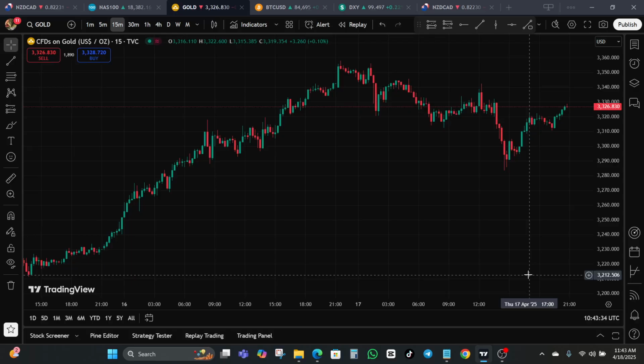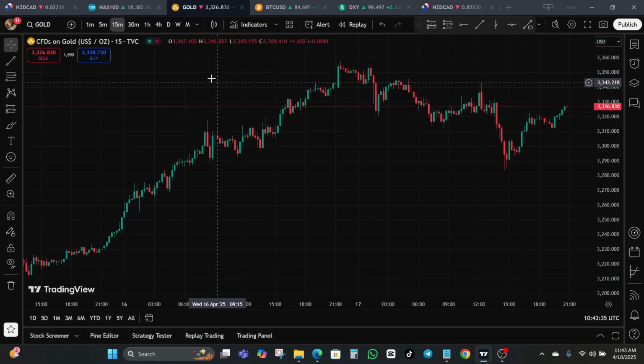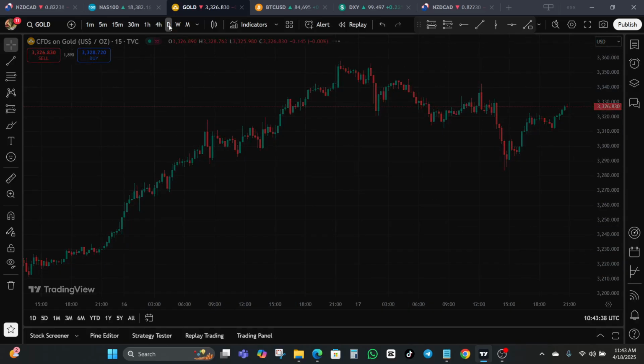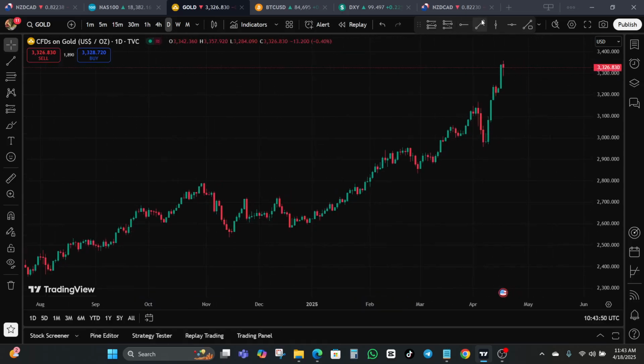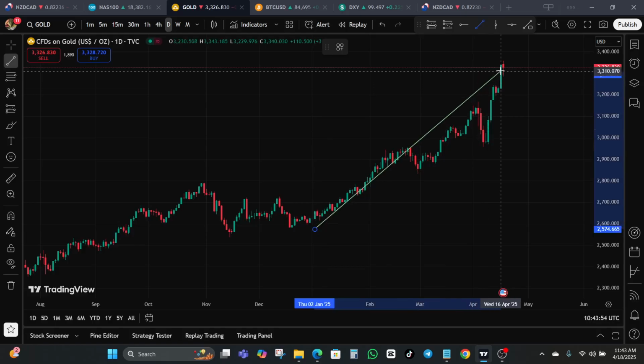So you have to start on the daily or the 4-hour chart. It's important to start on these higher time frames. You need to identify whether the commodity is trending up, down, or ranging. So currently we can see that gold is in a very serious, significant uptrend.